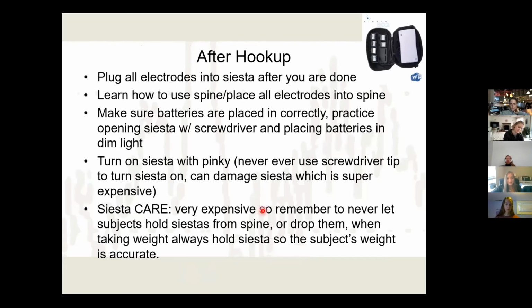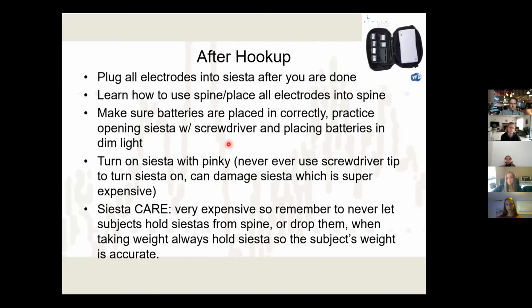Okay, so after the hookup, this is what our siestas look like. I know this picture is small. On the left side here, this is where all of the electrodes get plugged in, and each of the plug-in ports is labeled, like O1, C3, C4, reference, ground, so you'll know exactly which electrode to plug into where. The spine is just a long black tubing that you can wrap around all of the electrodes, and it helps keep everything organized.